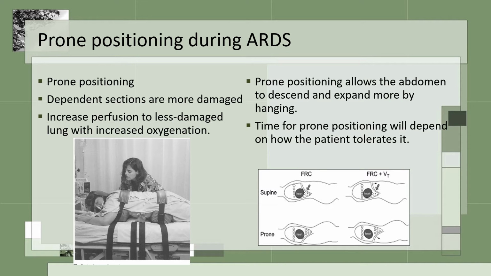Prone positioning is done during ARDS because dependent secretions are causing more damage. So to increase the perfusion to the less damaged lung, it'll increase their oxygenation. And so you place the patient on their abdomen with pillows or positioners that help the belly to hang down, kind of between the 2 positioners, and this will allow for the lungs to expand even further and increase your oxygenation. I have some pictures at the bottom.